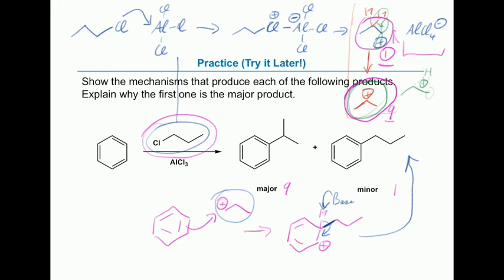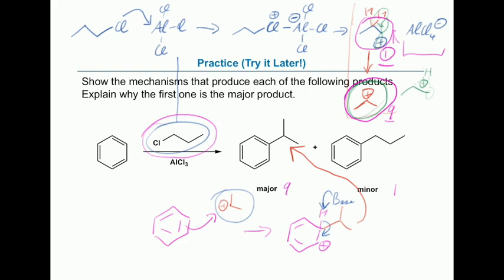So the other product, the major product, comes from the same mechanism, except the attack will be on the rearranged carbocation, the secondary, where we end up with our secondary sigma complex, which then is going to form our product, our major product over here.